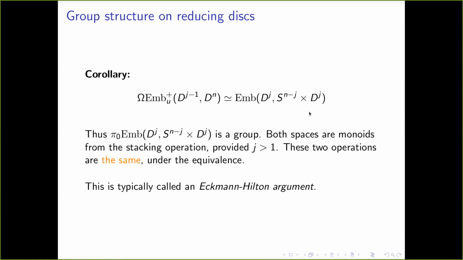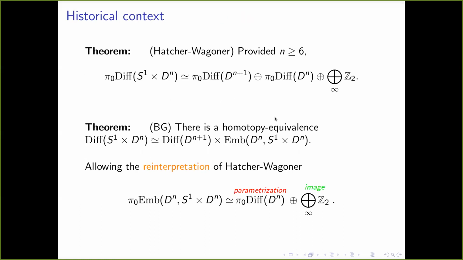I found that really informative. I didn't know that was true. Every example where I knew pi zero, it just seemed to be a group, but I didn't know why. I didn't have a general argument.